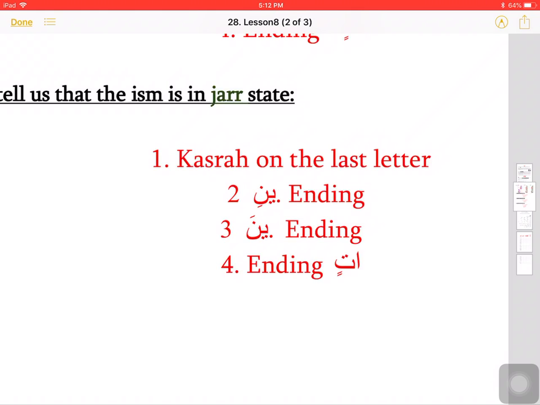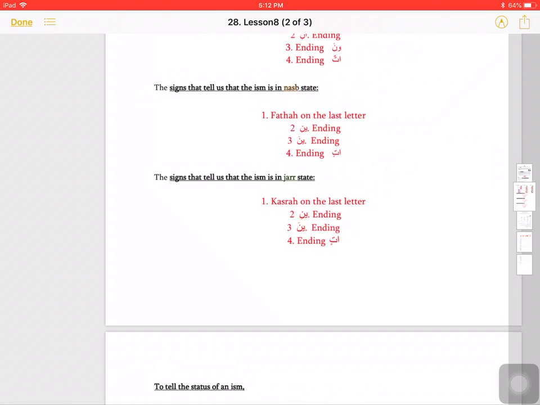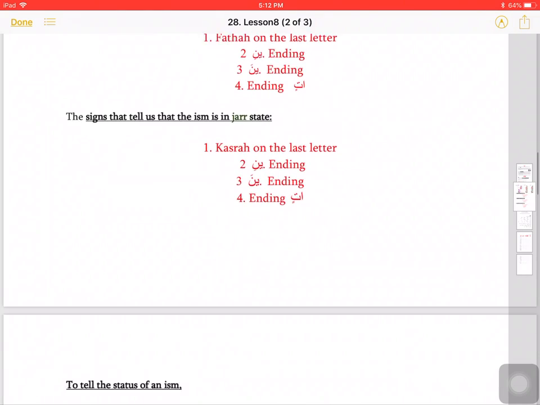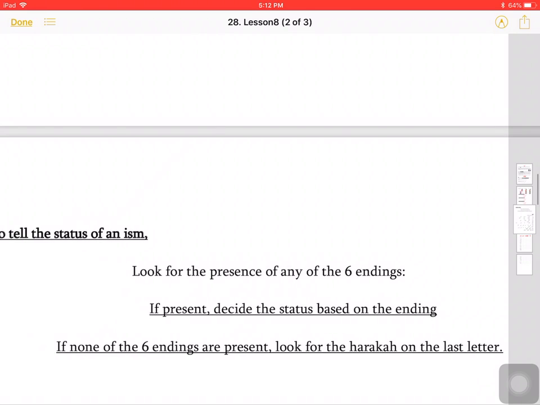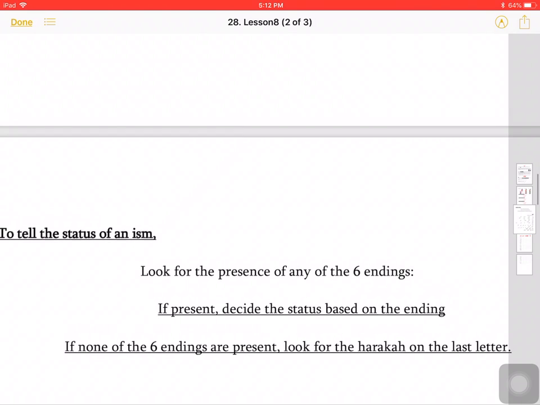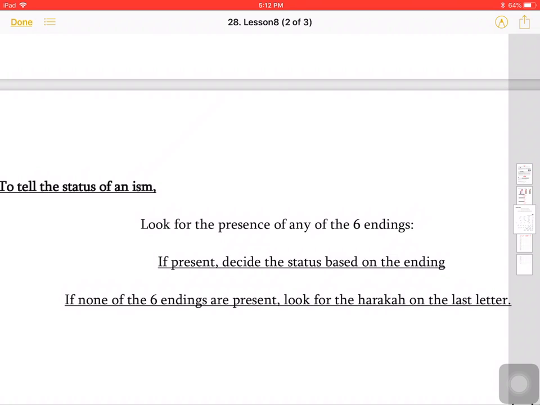These help me recognize that the ism is probably in jar status. So to make it simple, to tell the status of an ism, look for the presence of any of the 6 endings. Let's recap those endings: ani, aini, una, ina, atun, atin. Let's look for these endings.